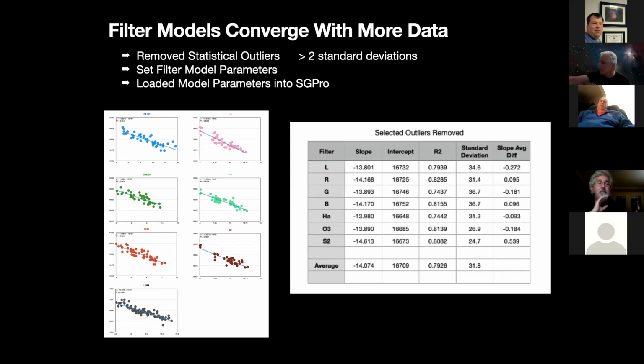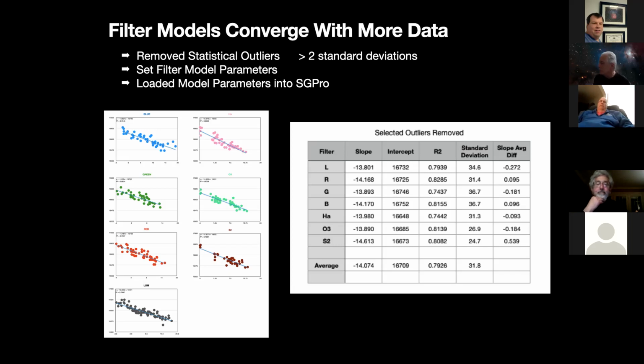So for the luminance filter, you can see the slope of the line was 13.8, for the red filter was 14.1, et cetera, going down. The average shows at the bottom, the average of all of those filters, and the slope of the line ended up at -14. And so I selected that as my model parameter for the slope of the line, plugged that into Sequence Generator Pro. And then in the third column there under intercept, I use those exact intercept numbers for the focuser position at temperature 0 degrees for each of the filters.